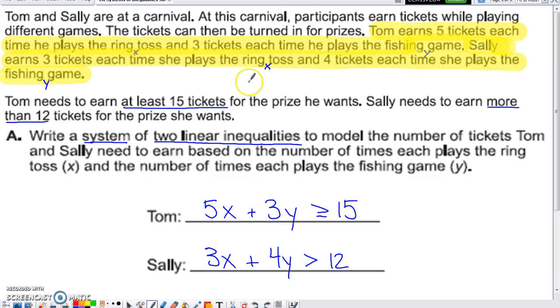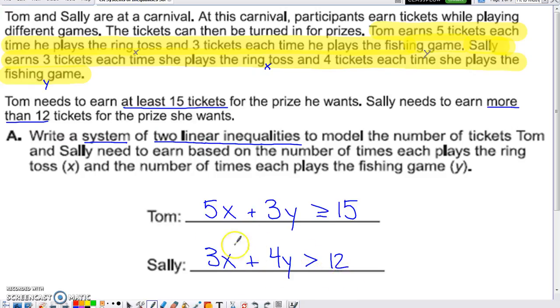Now, on the other hand, Sally is going to play the ring toss X times. So the number of tickets she earns from playing the ring toss is 3 times however many times she plays the ring toss, plus 4 tickets times however many times she plays the fishing game. Here's the total number of tickets she's going to earn. It says that she needs to earn more than 12. It doesn't say at least 12, it says more than 12. That tells me that I can't have the equal to piece on Sally's inequality.